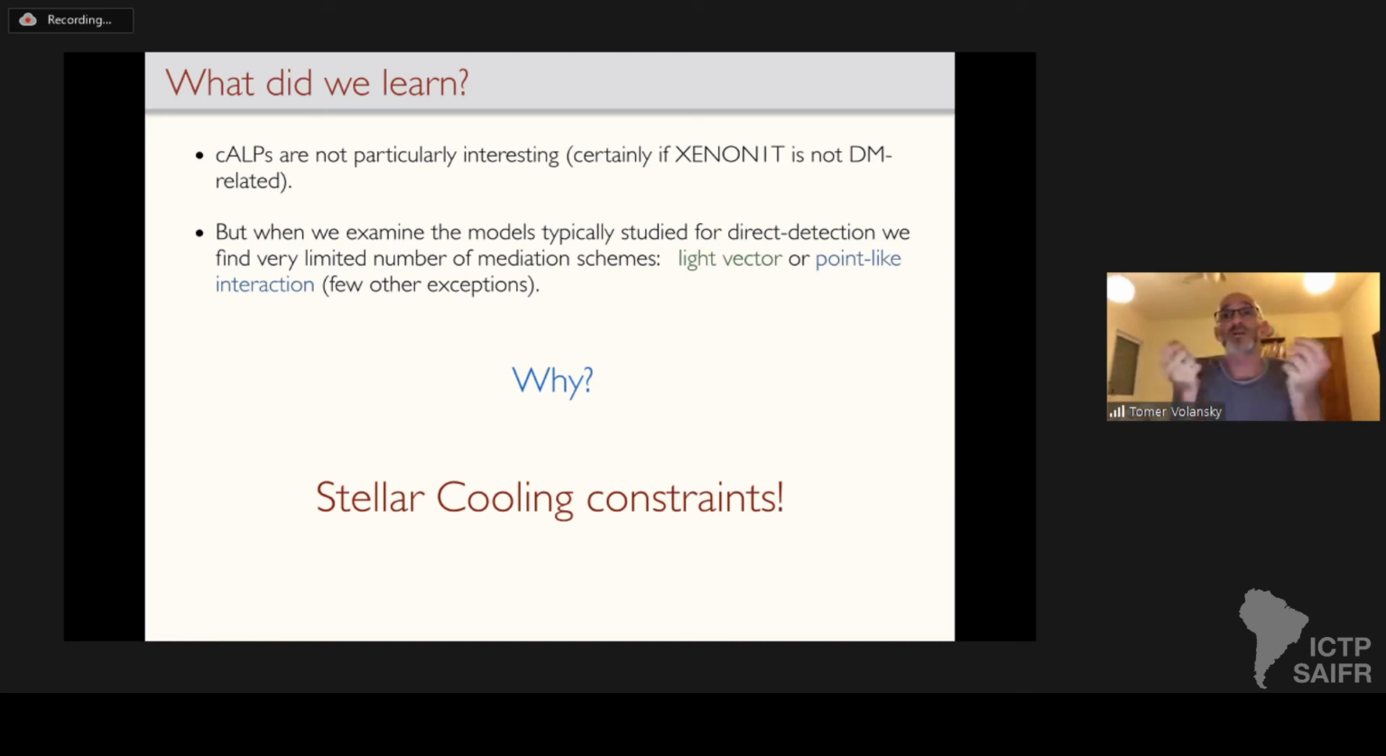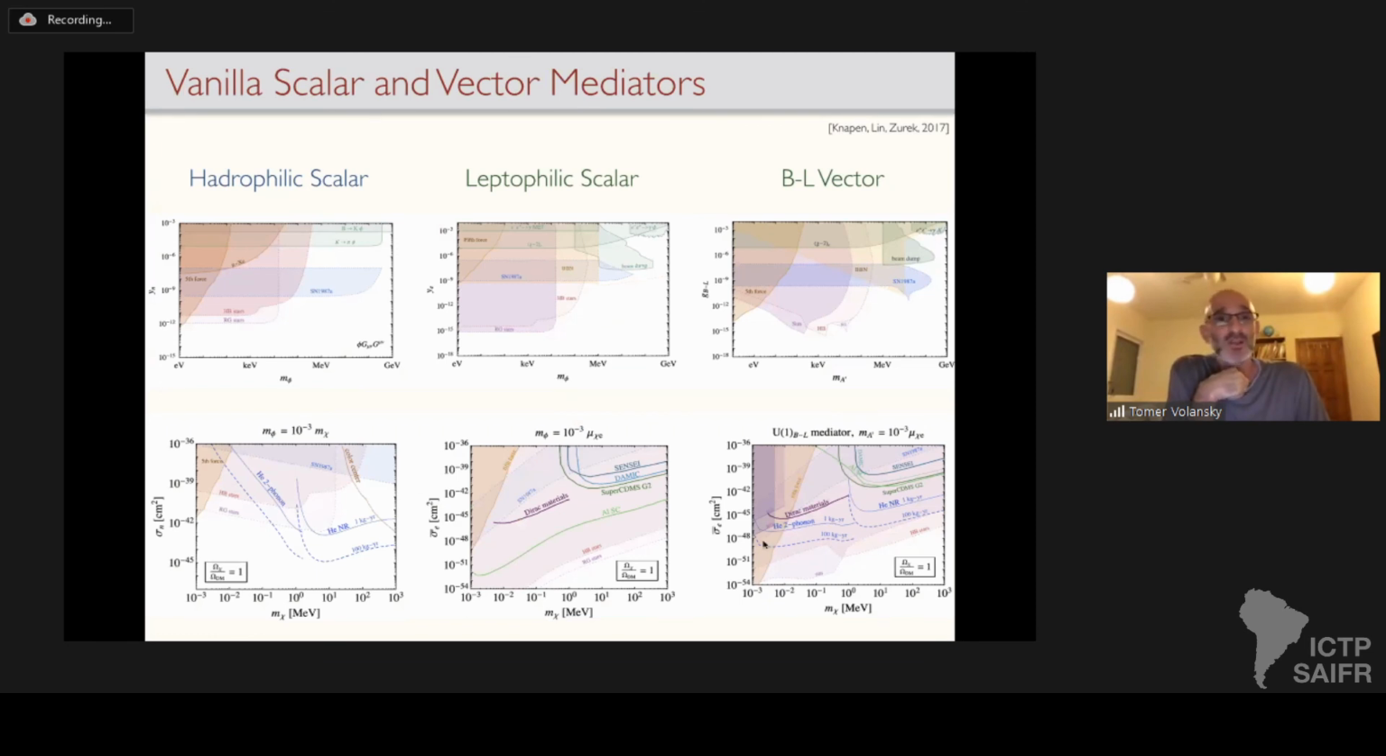And the point is that up until now, we've mostly been discussing mediations through light vectors or point-like interactions. And you could ask yourself, why? Why only light vectors and nothing else, especially for direct detection? And the answer is stellar cooling constraints. So if you look at plots that were studied long ago, you would find that a hadrophilic scalar, a leptophilic scalar, a B-L vector, all these are just dead due to star cooling constraints, okay? And there's very little chance of measuring them in direct detection just because of cooling constraints.